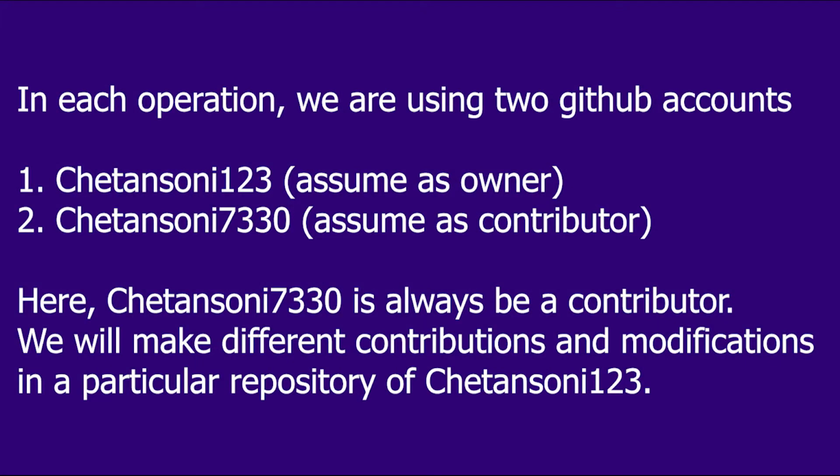In each operation, we will be using two GitHub accounts. The first one is Chetan Soni 123. In this account, we always receive contributions from the other account, that is Chetan Soni 7330. So we can say that Chetan Soni 123 is the owner's account and Chetan Soni 7330 is the contributor's account. Now let's implement this operation.